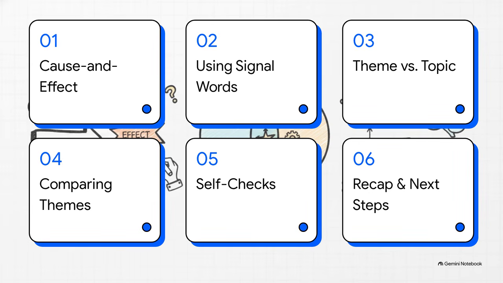Here's our agenda. First up, structuring cause and effect. Then, using signal words. Third, clearing up a huge misconception between theme and topic. After that, we'll compare a shared theme, test our knowledge with some creative practice and self-checks, and finally wrap up with a quick recap and your next steps.